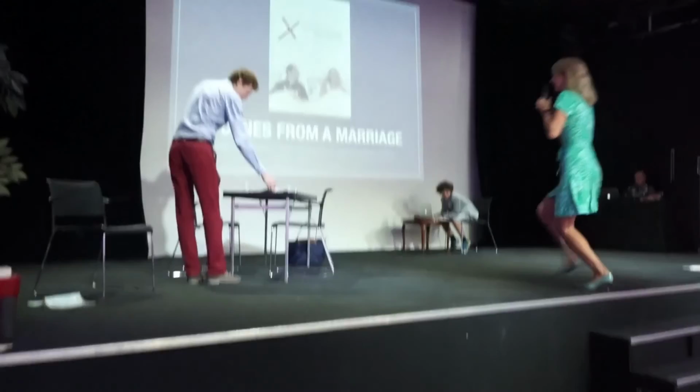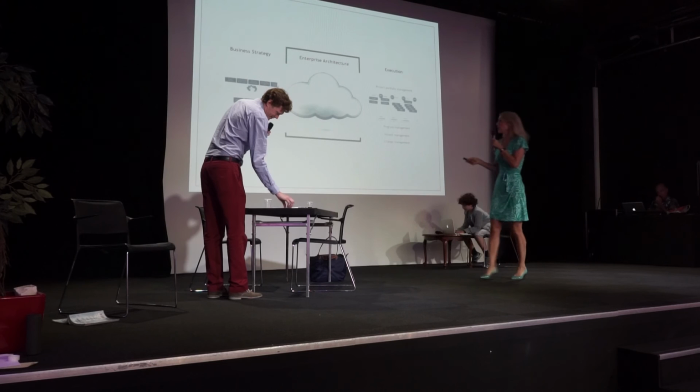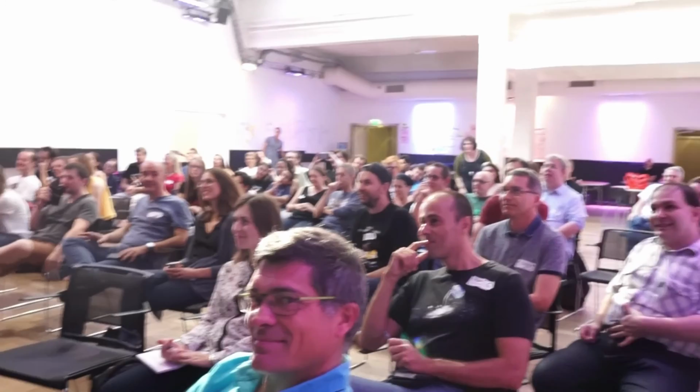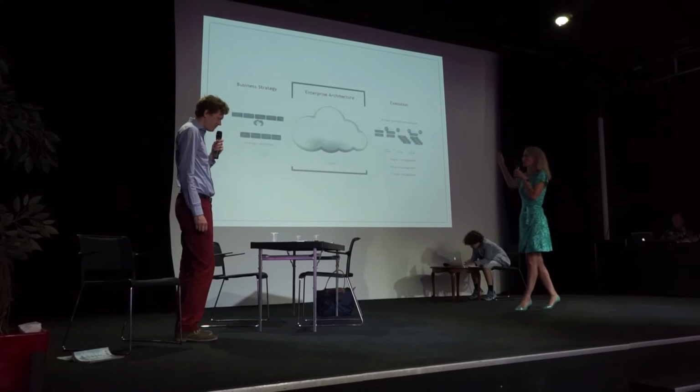So, you know, every company has some business and business strategies. On the other side, there is execution. And there is something in between. So, enterprise architecture is used to map all business strategies to the execution.